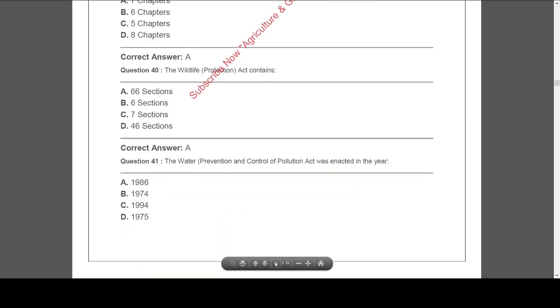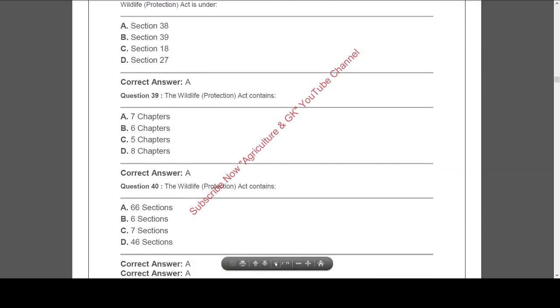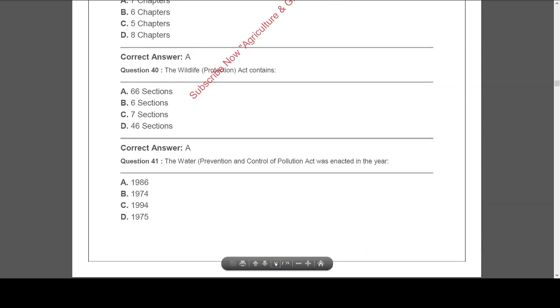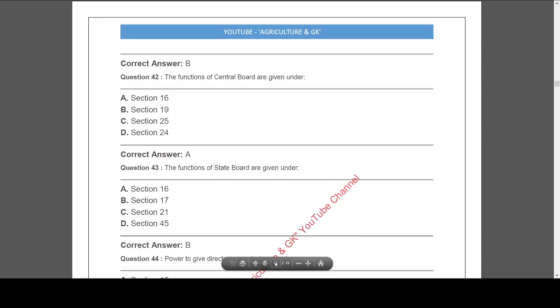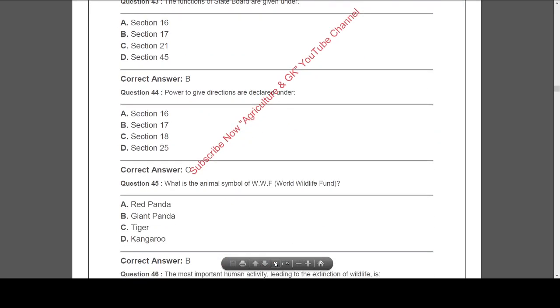Wildlife Protection Act contains how many sections? It is having 66 sections. The Water Prevention and Control of Pollution Act was enacted in the year? Option B, it is 1974. The functions of Central Board are given under option A, section 16. The functions of State Board are given under option B, section 17. Power to give directions are declared under option C, section 18.